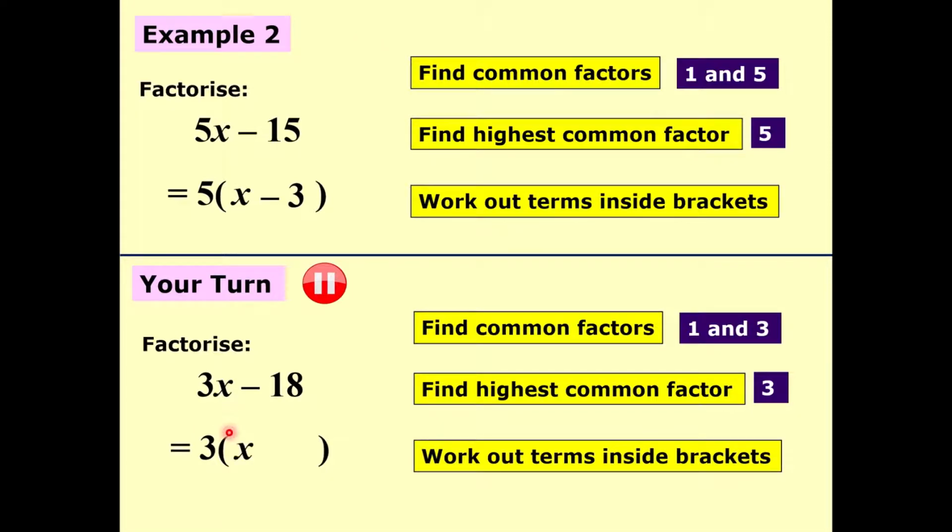Well, 3 times x. And 3 times what gives us negative 18? Negative 6. And you can go back, double check, make sure it works. So 3 times x gives us 3x, and 3 times negative 6 gives us negative 18, which is correct.